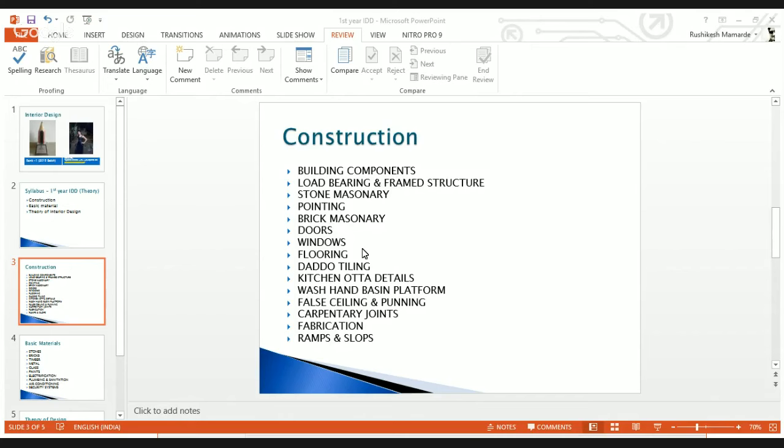Then the next is ramps and slopes. Basically, for ramps and slopes, what are the basic ratios, how the slopes are, how the ramps are. Only basic things we are going to cover. We are not going into detail in this topic as we don't need it. We are not going to construct all these things, but yeah, we should know them.